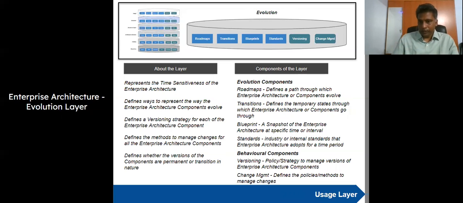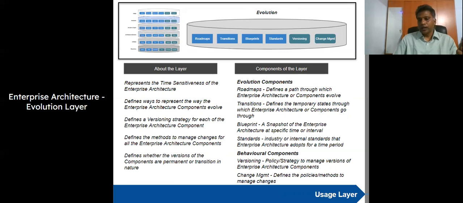How are we going to version all these components of enterprise architecture? It could be at an object level or at an artifact level. How are we going to manage the versioning? And a very important aspect is, what is our change management process for the enterprise architecture?